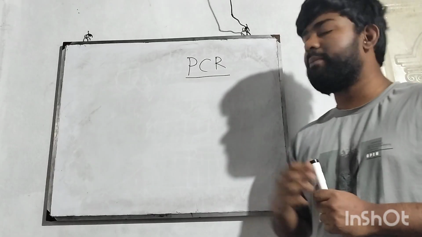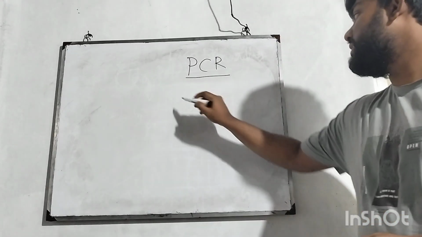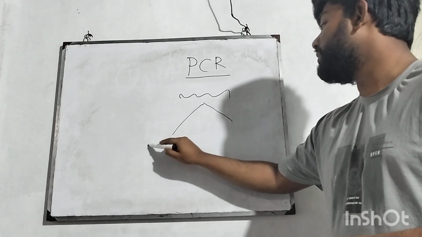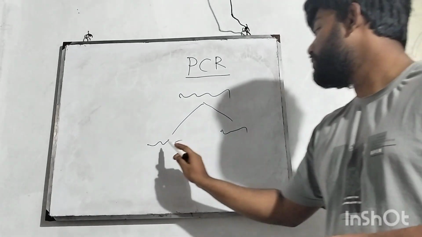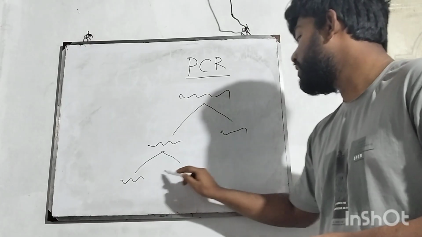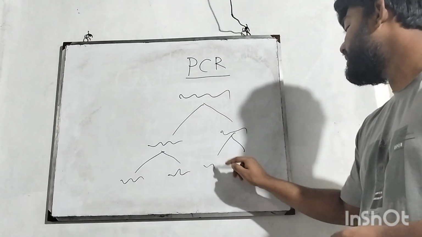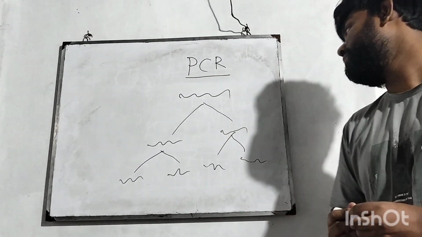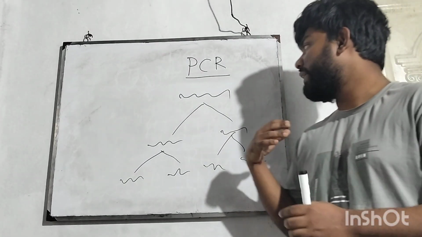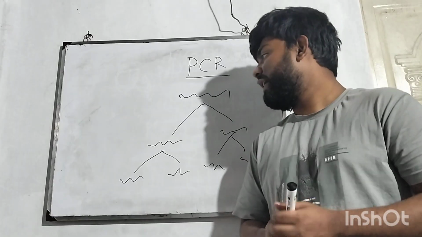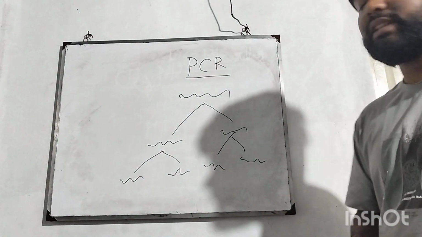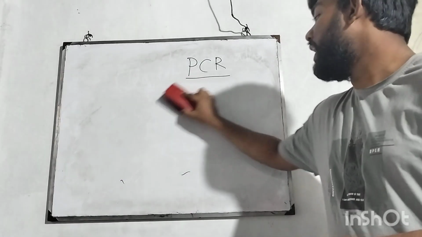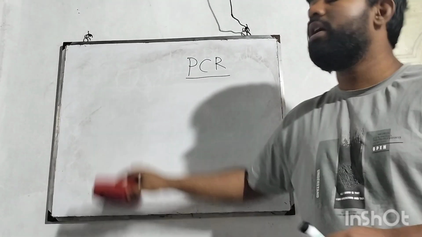Suppose this is sample DNA. This sample DNA gives rise to two sample DNA. These two sample DNA further give rise to four sample DNA. We can see the exponential amplification of our sample DNA. If we can amplify our sample DNA, it will be helpful for us for further analysis of that sample DNA. So now I will talk about the principle of PCR.